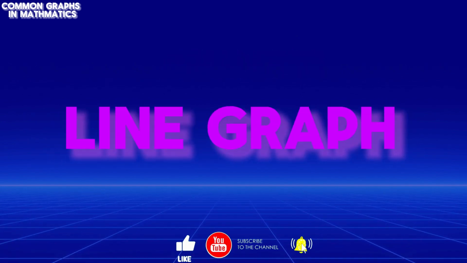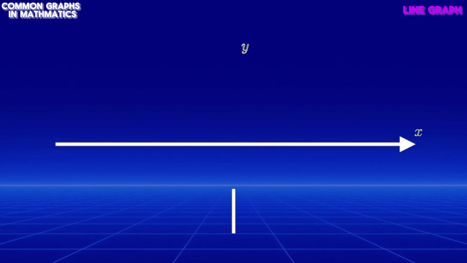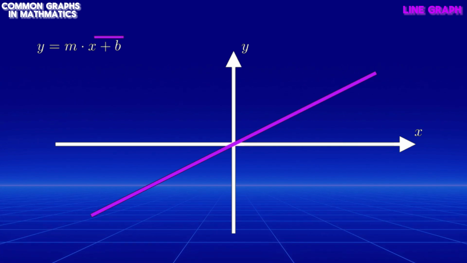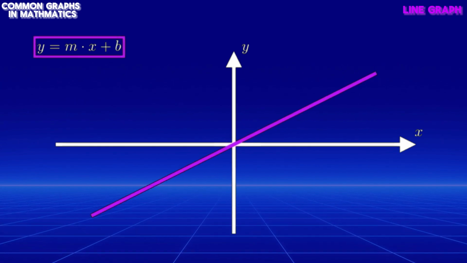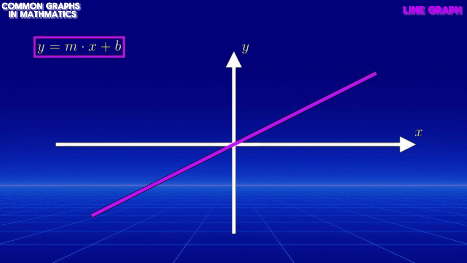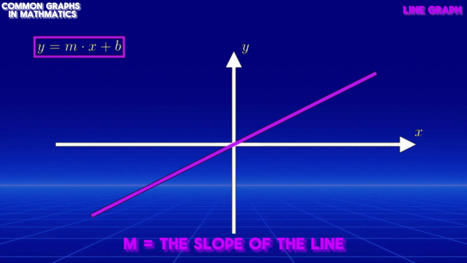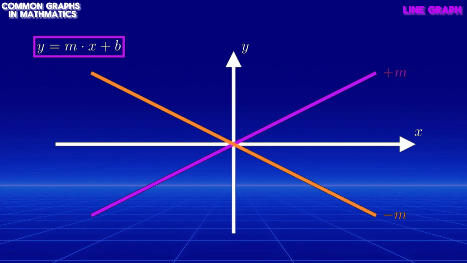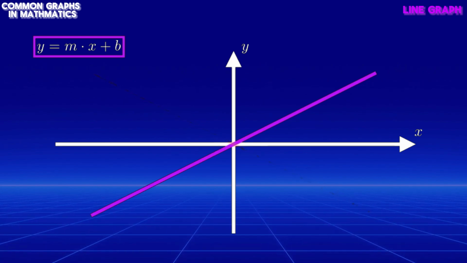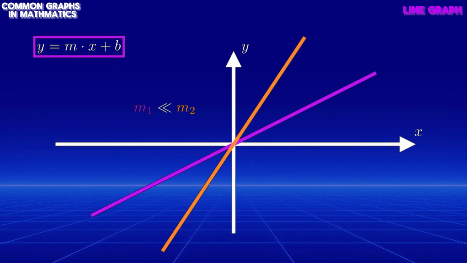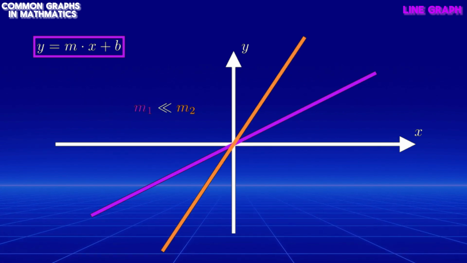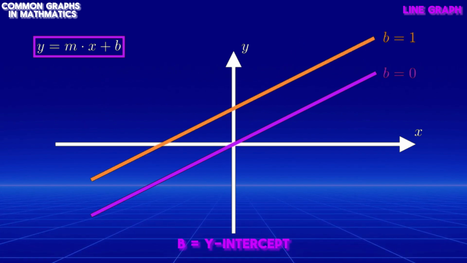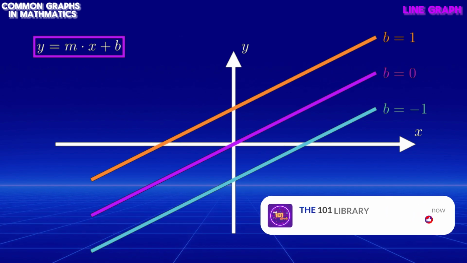Line graphs are among the most frequently used graphs in physics and engineering. In general, a line graph is represented by the equation y equals m times x plus b, where m denotes the slope of the line and it controls its direction. A larger m indicates a steeper line. The constant b represents the y-intercept, or the point where the line crosses the y-axis, located at 0, b.